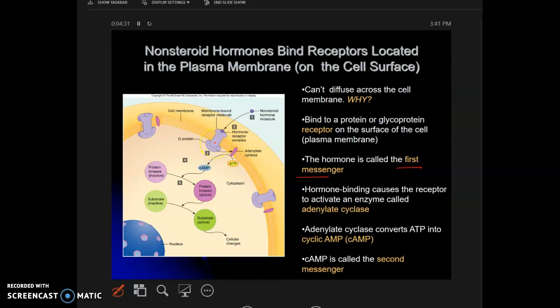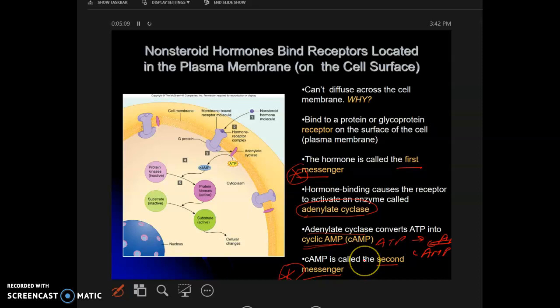So the first messenger binds to the receptor. As soon as it binds, it will activate an enzyme inside. What's that enzyme called? Adenylate cyclase. Adenylate cyclase helps to convert ATP into cyclic AMP. Cyclic AMP is called the second messenger. So the first messenger is the hormone, and the second messenger is cAMP. And how is cAMP formed? By the activation of an enzyme, adenylate cyclase.